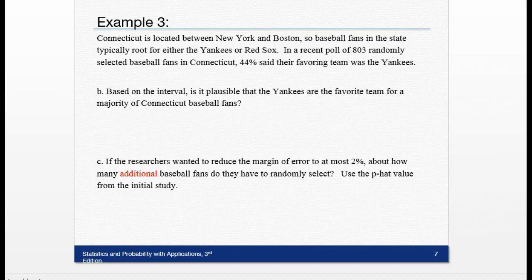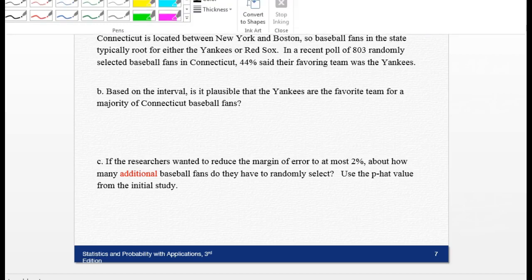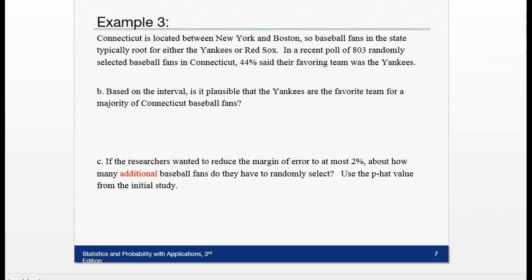All right, example 3. Connecticut's located between New York and Boston. Same thing we just did. Okay, same problem stem. Part B says, based on this interval, let me just remind us what the interval was. It was 0.405 and 0.474, or 40.5% and 47.4%. So B says, based on this interval, is it plausible that the Yankees are a favorite team for a majority of the Connecticut baseball fans?